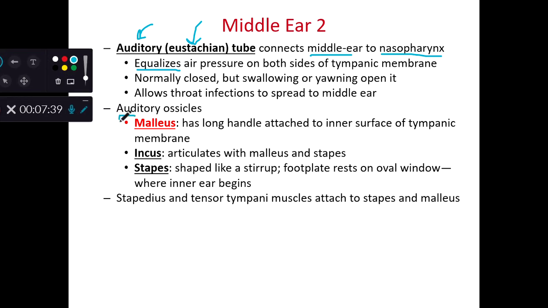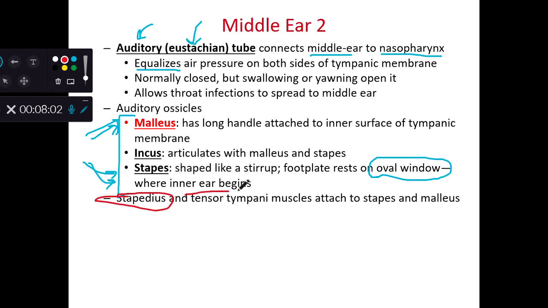We have the malleus, incus, and stapes from exterior to interior, or we could say lateral to medial. And directly underneath the stapes, it's worth emphasizing we have an oval window. This oval window is a membrane that marks the beginning of the inner ear. We also have two muscles, the stapedius and the tensor tympani.